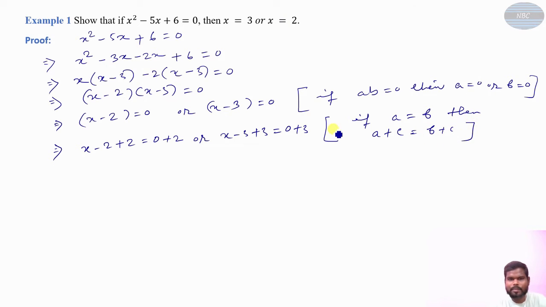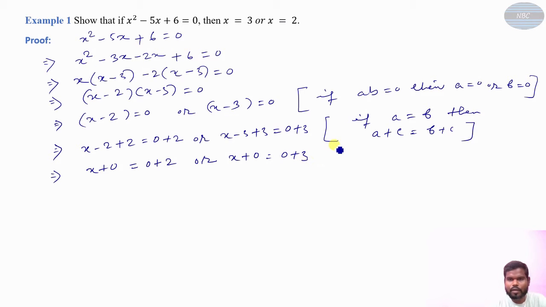Okay, so what is the meaning of this? If you add any quantity to both sides, then both sides will remain the same. So that is the meaning of this, which implies x plus 0 is equal to 0 plus 2, or x plus 0 is equal to 0 plus 3.